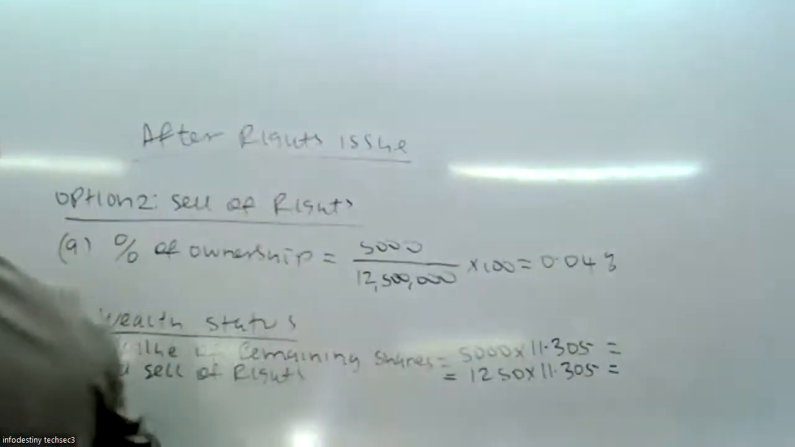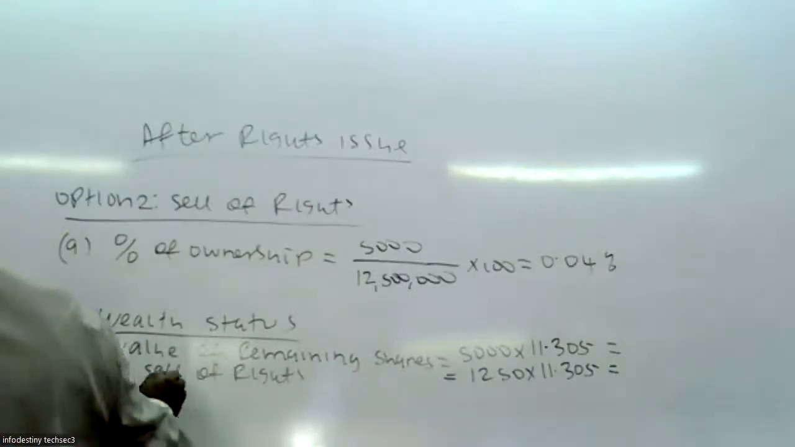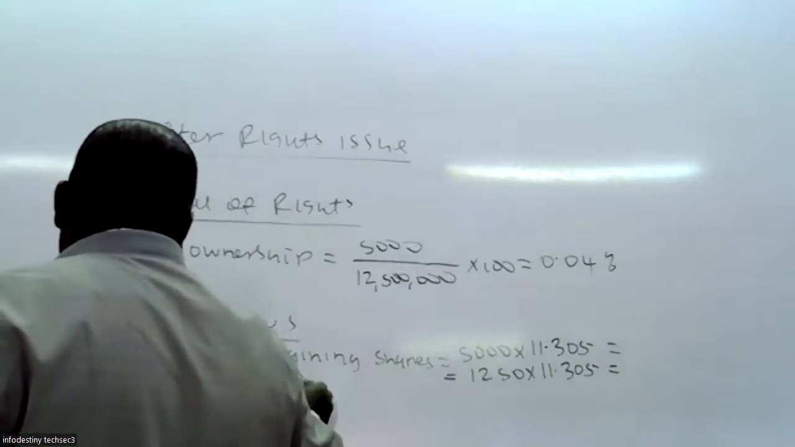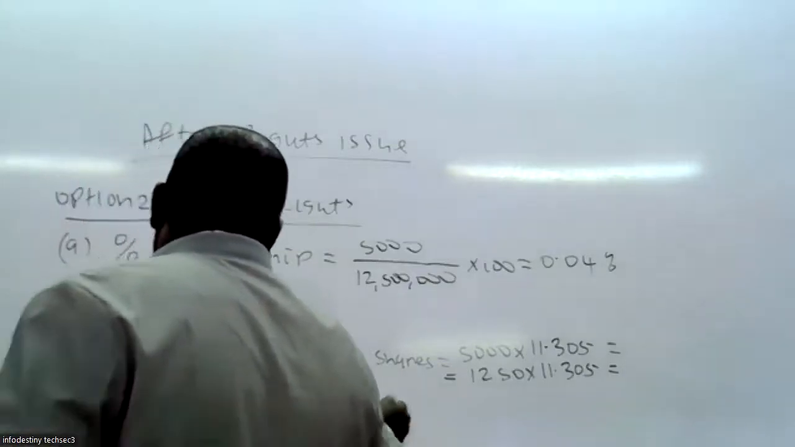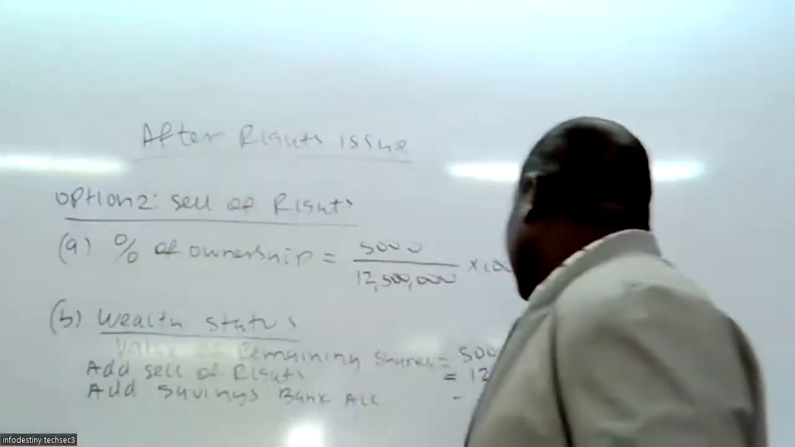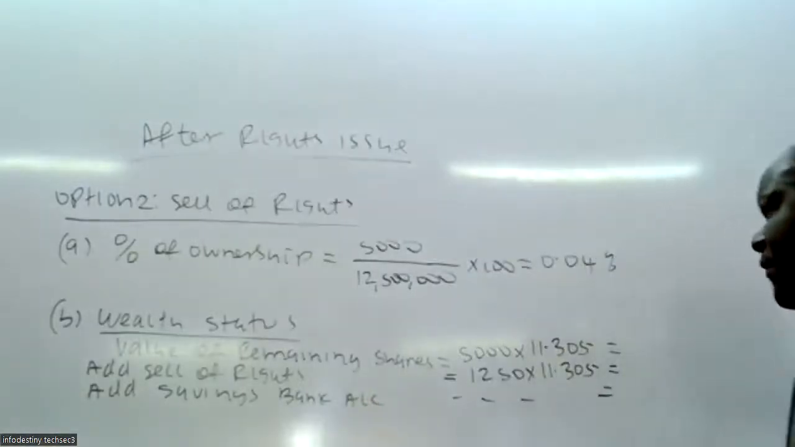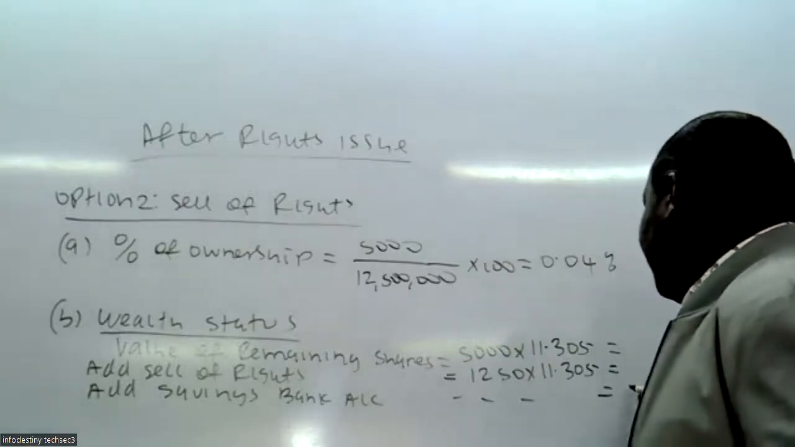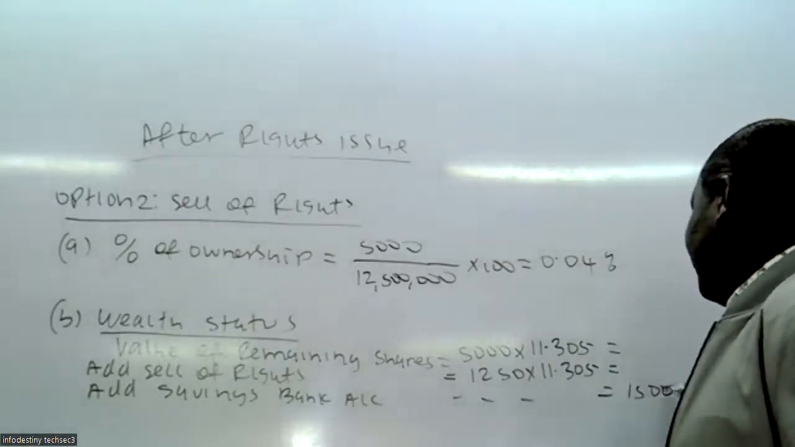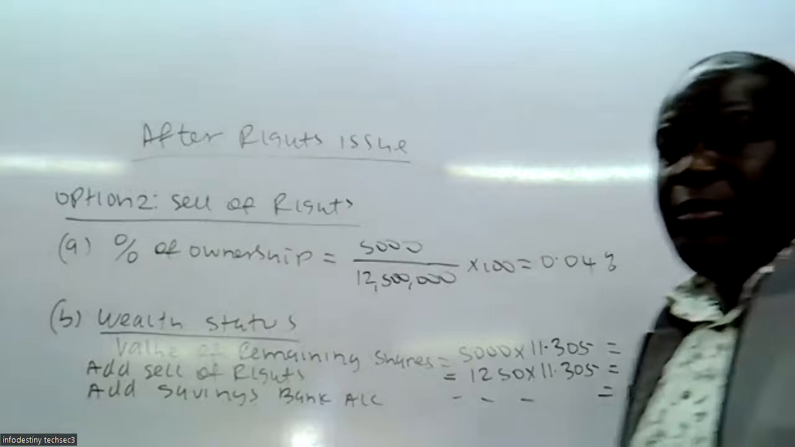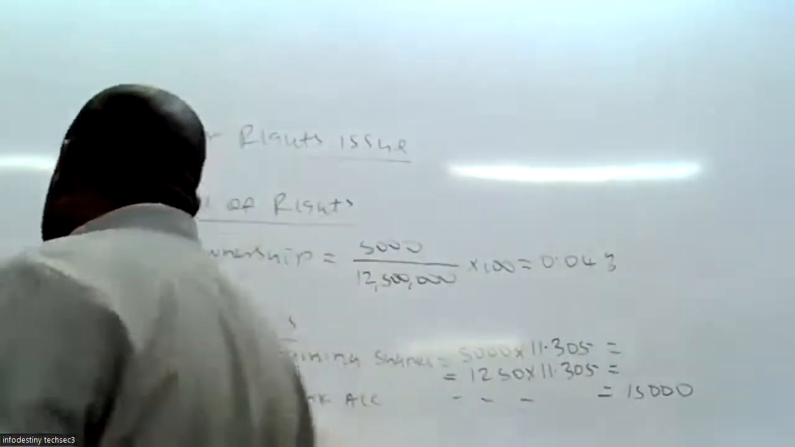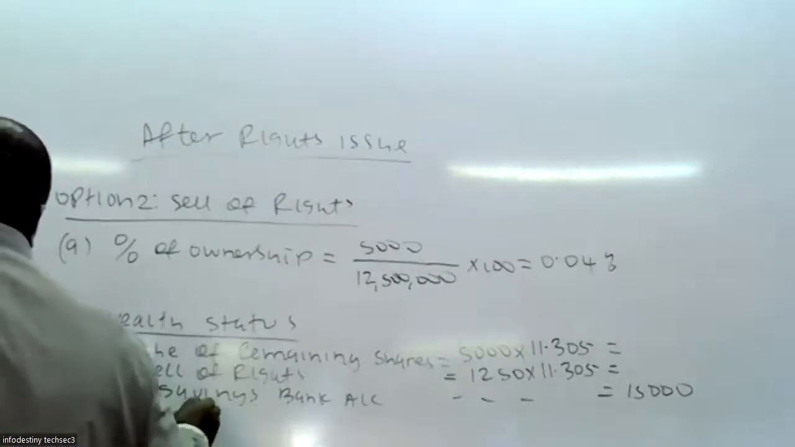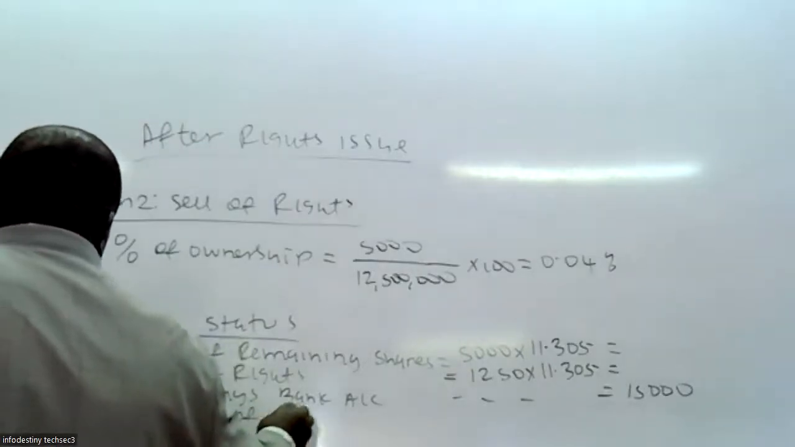Then also add the savings bank account. So the savings bank account, remember it was how much? Remember the 15,000? And now you less the cost of the rights. Because before you sold them, you had bought them. You also less now the cost.